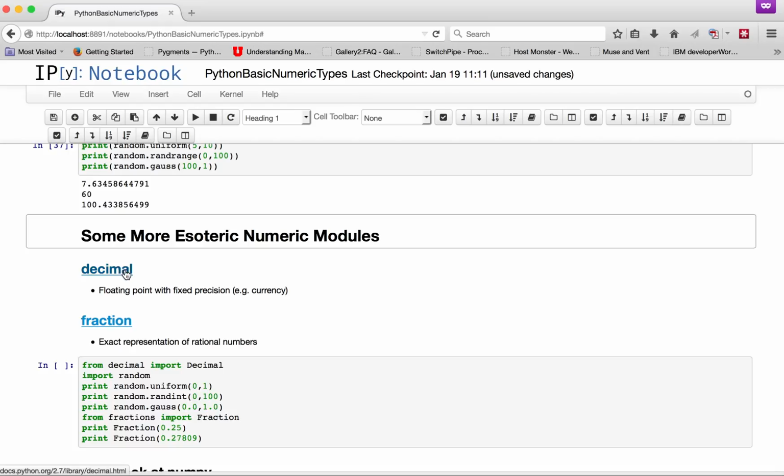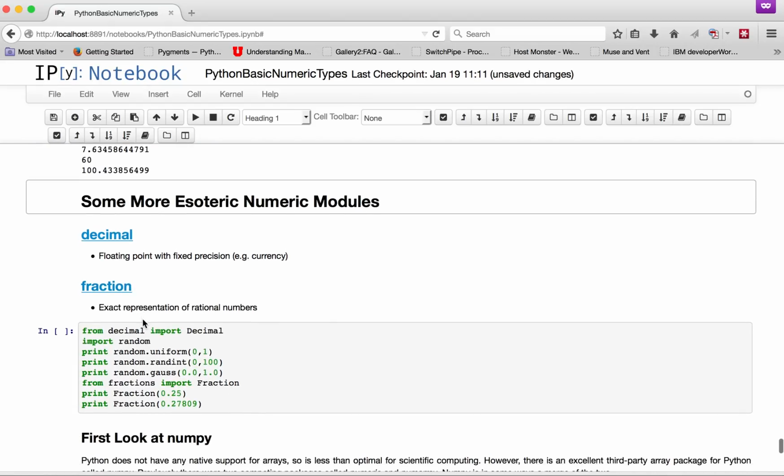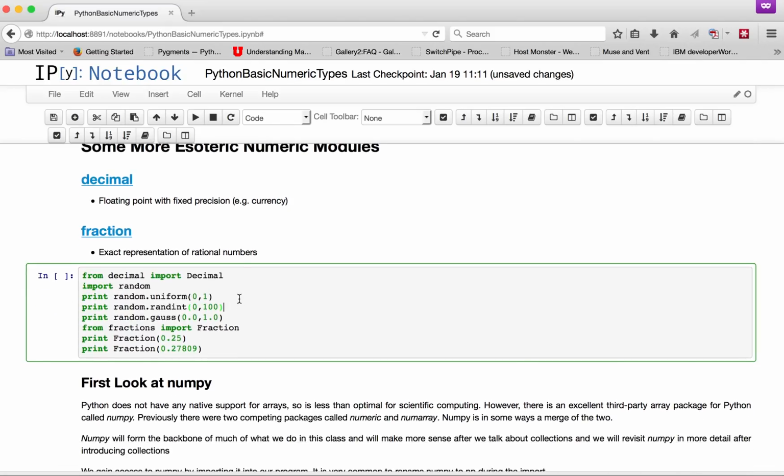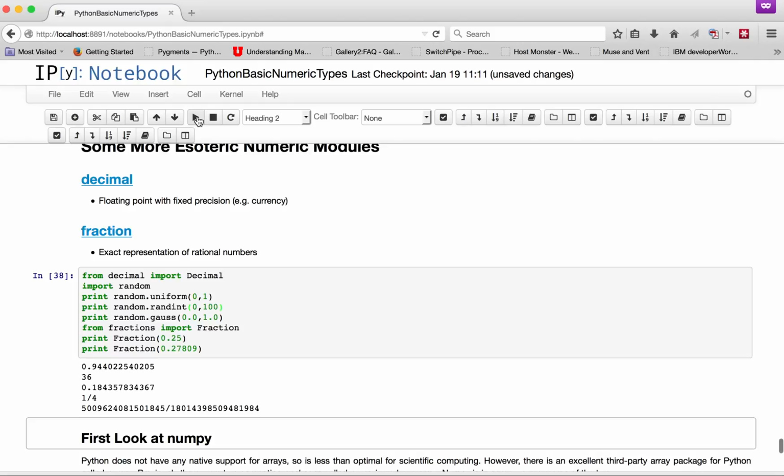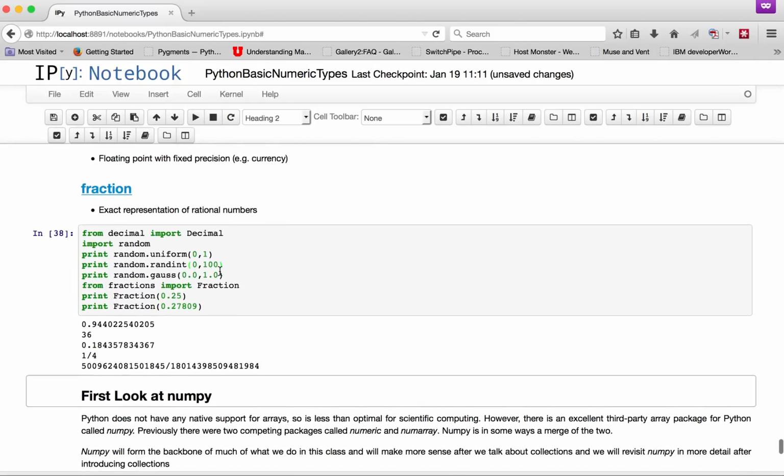Decimal is a way that allows us to have floating point numbers with fixed precision, for example, if we want to have 2 decimal points for representing currency. And then also the fraction module, which provides exact representation of rational numbers. So here's just some demonstration of that.